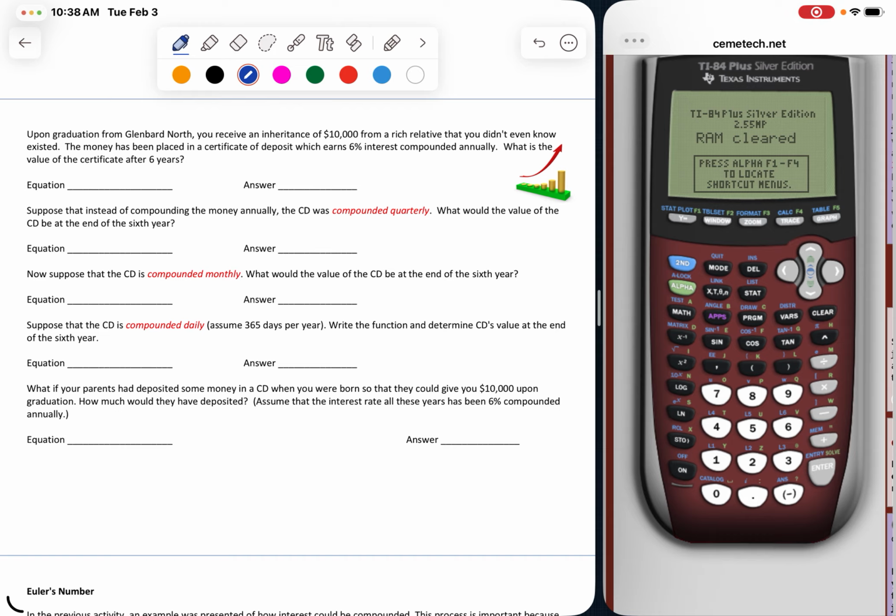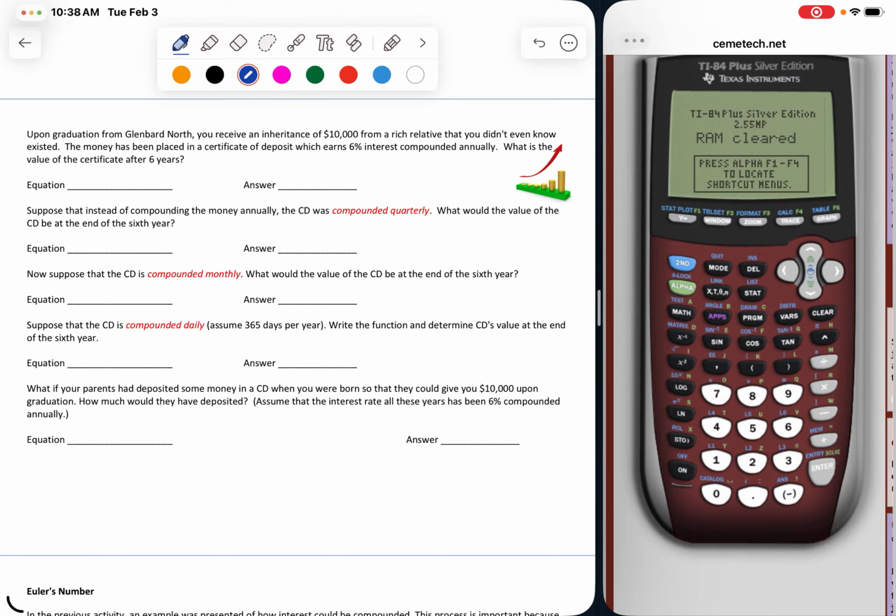The money has been placed into a certificate of deposit, which is also called a CD, which earns 6% interest compounded annually. So compounded annually is just once, so really it's not compounded. We just say it's 6% interest annually. What is the value of the certificate in 6 years?